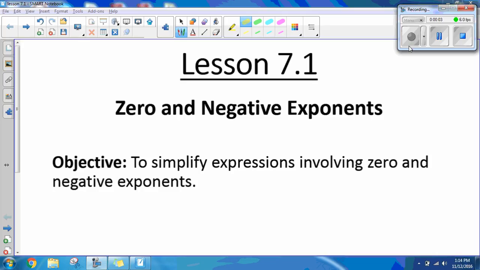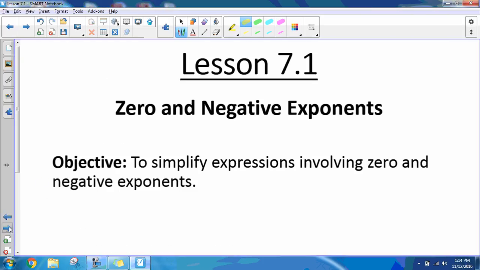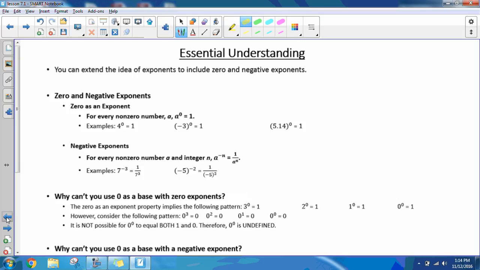This is lesson 7.1, Zero and Negative Exponents. Your objective is to simplify expressions involving zero and negative exponents. You can extend the idea of exponents to include zero and negative numbers.